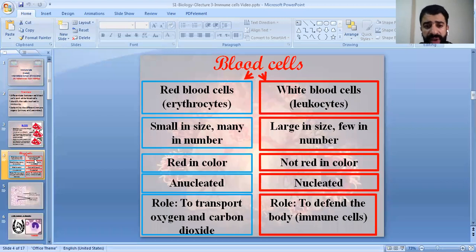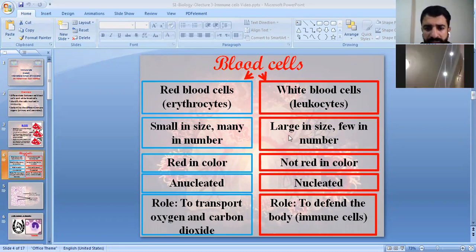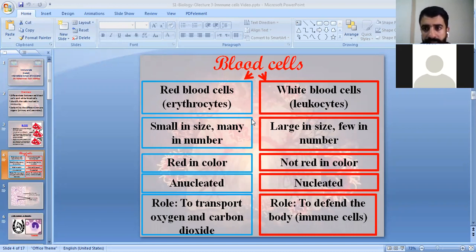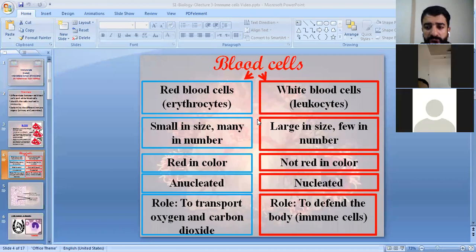Red blood cells have another name, they are called erythrocytes. They are red in color, while the white blood cells are not red in color. You have to know that the red blood cells are anucleated, meaning that they don't have a nucleus, and the white blood cells are nucleated, meaning that they have a nucleus.